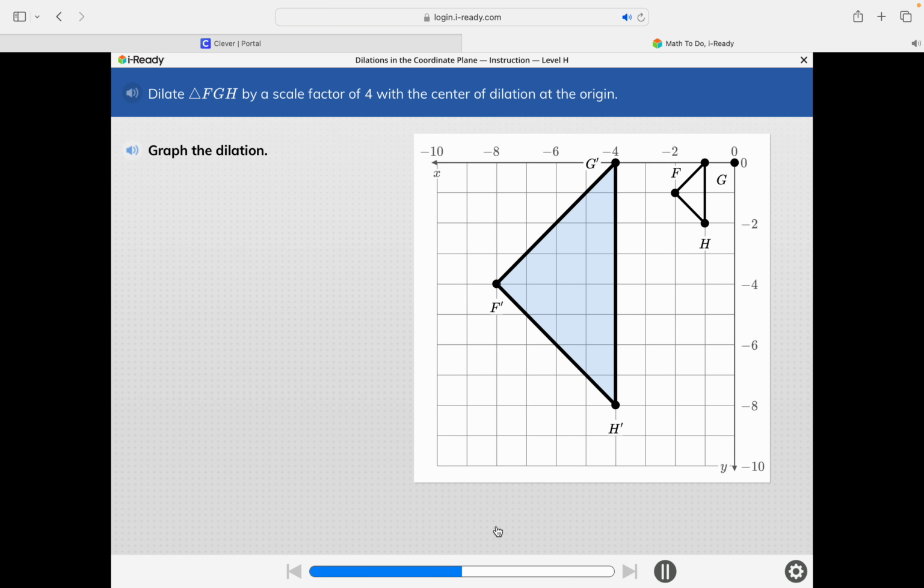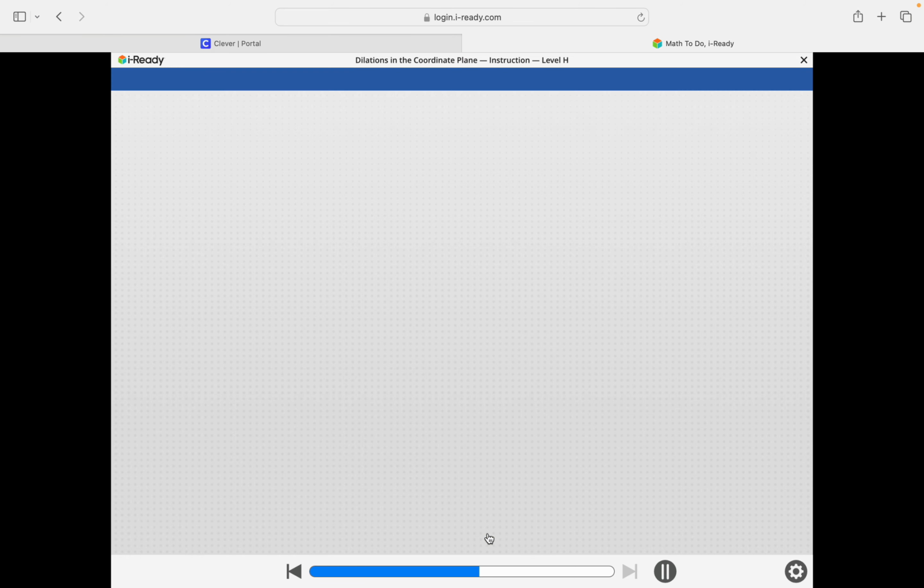If you dilate by a scale factor of 4, with the center of dilation at the origin, you try to do it with rays from the center of dilation, 0, 0, passing through the vertices of the dilated image. Did you see? That is how we have to dilate. Make it bigger or sometimes smaller.